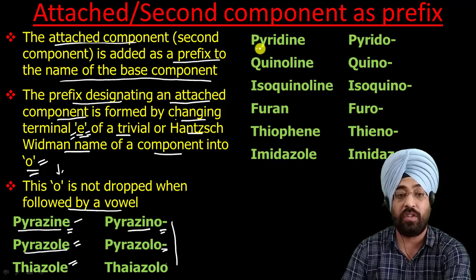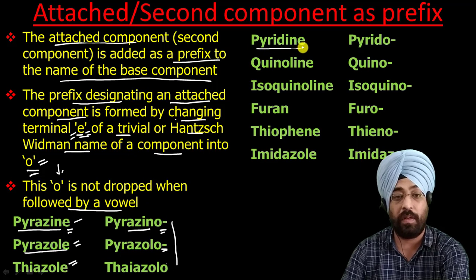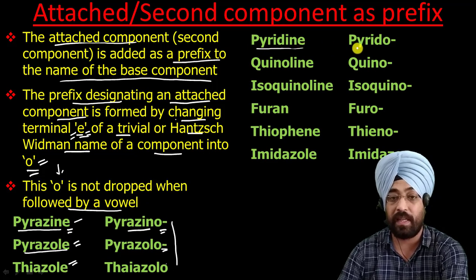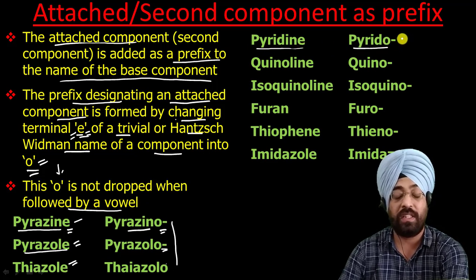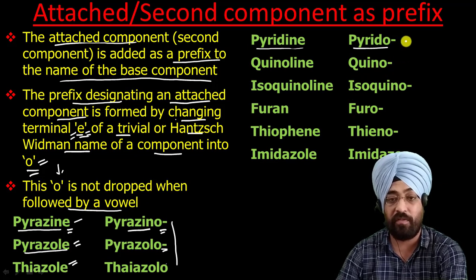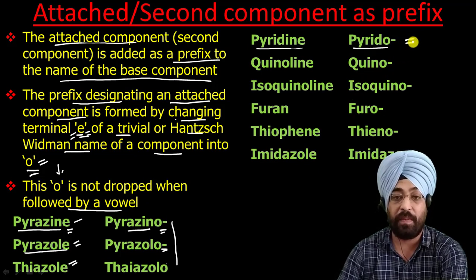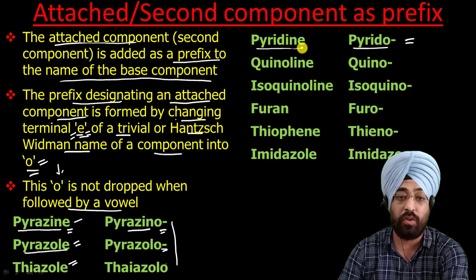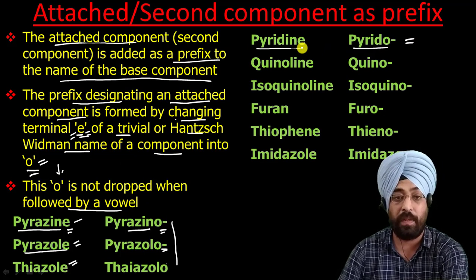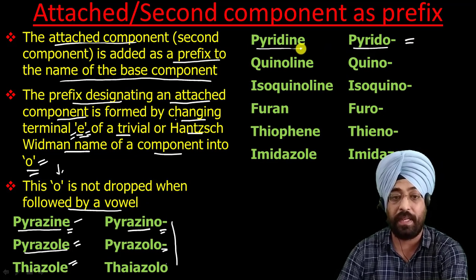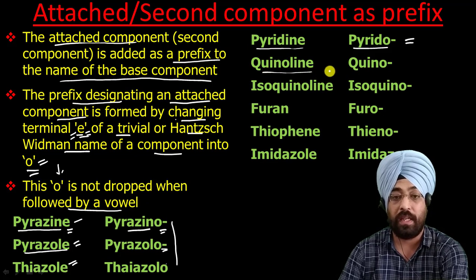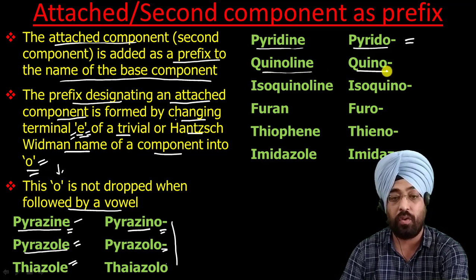Pyridine, according to this rule, its prefix should be pyridino, but the accepted one is pyrido. So these are some exceptions, and you have to remember this. The prefix for pyridine is pyrido. According to the rule it should be pyridino, but it is pyrido. Quinoline, it is quino. According to the rule it should be quinolino, but it is quino. So these are some exceptions.